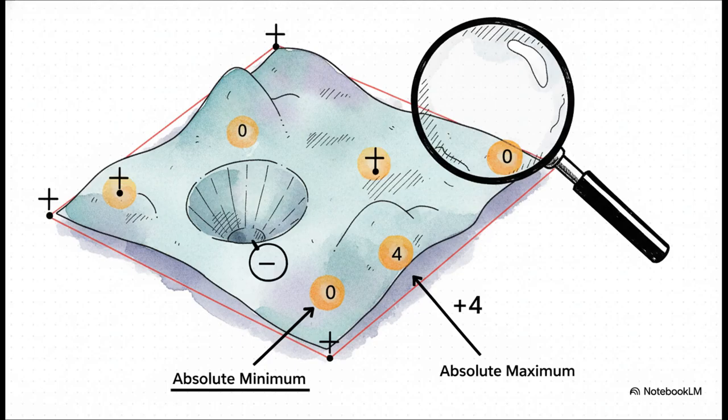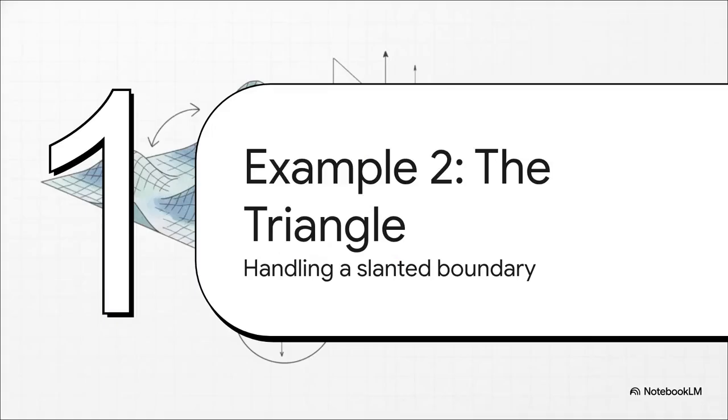So there you have it. Our absolute minimum is -1, and our absolute maximum is 4. Simple as that. Okay, let's move on to our next example, a triangle. The new challenge here is that slanted boundary, the hypotenuse. This is going to require a pretty clever trick.